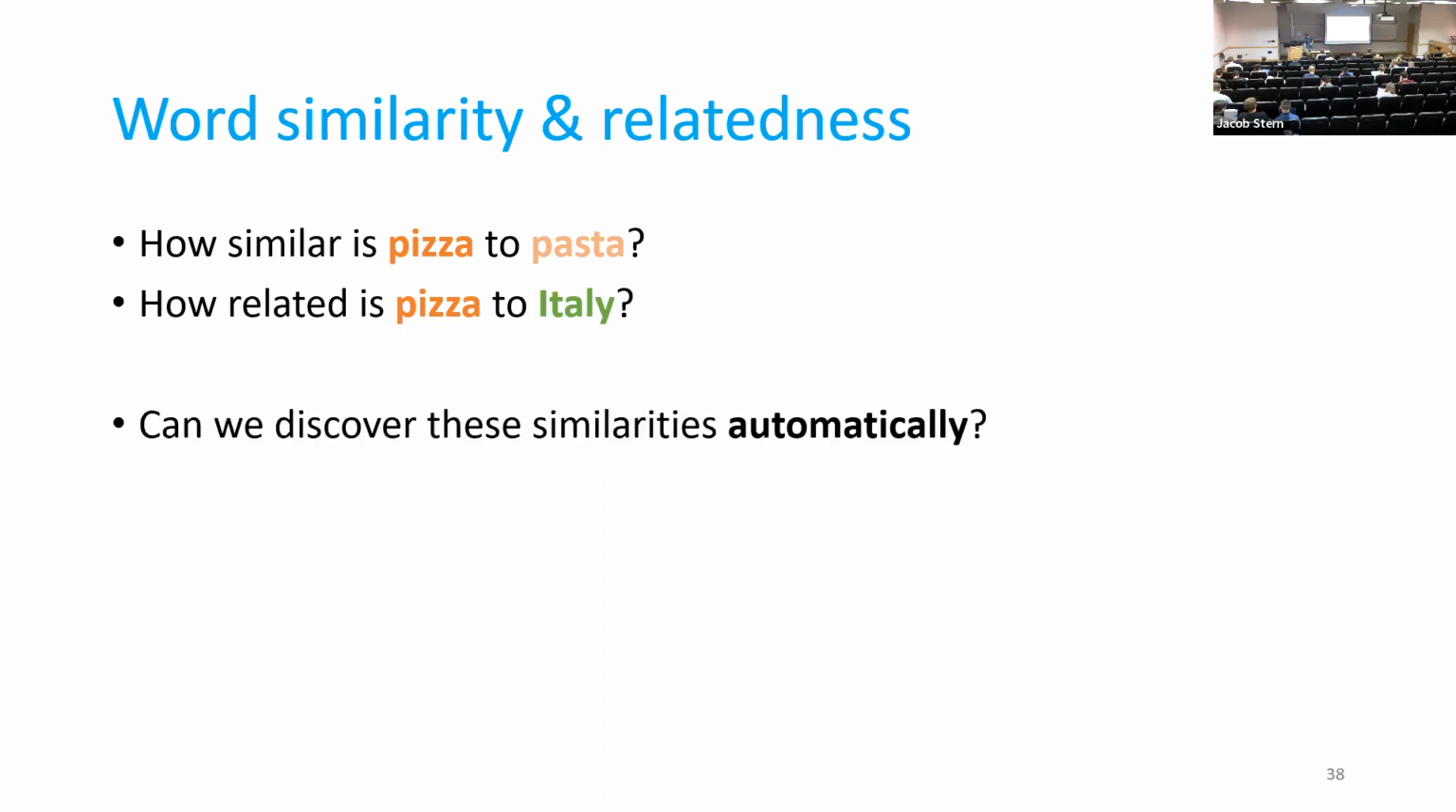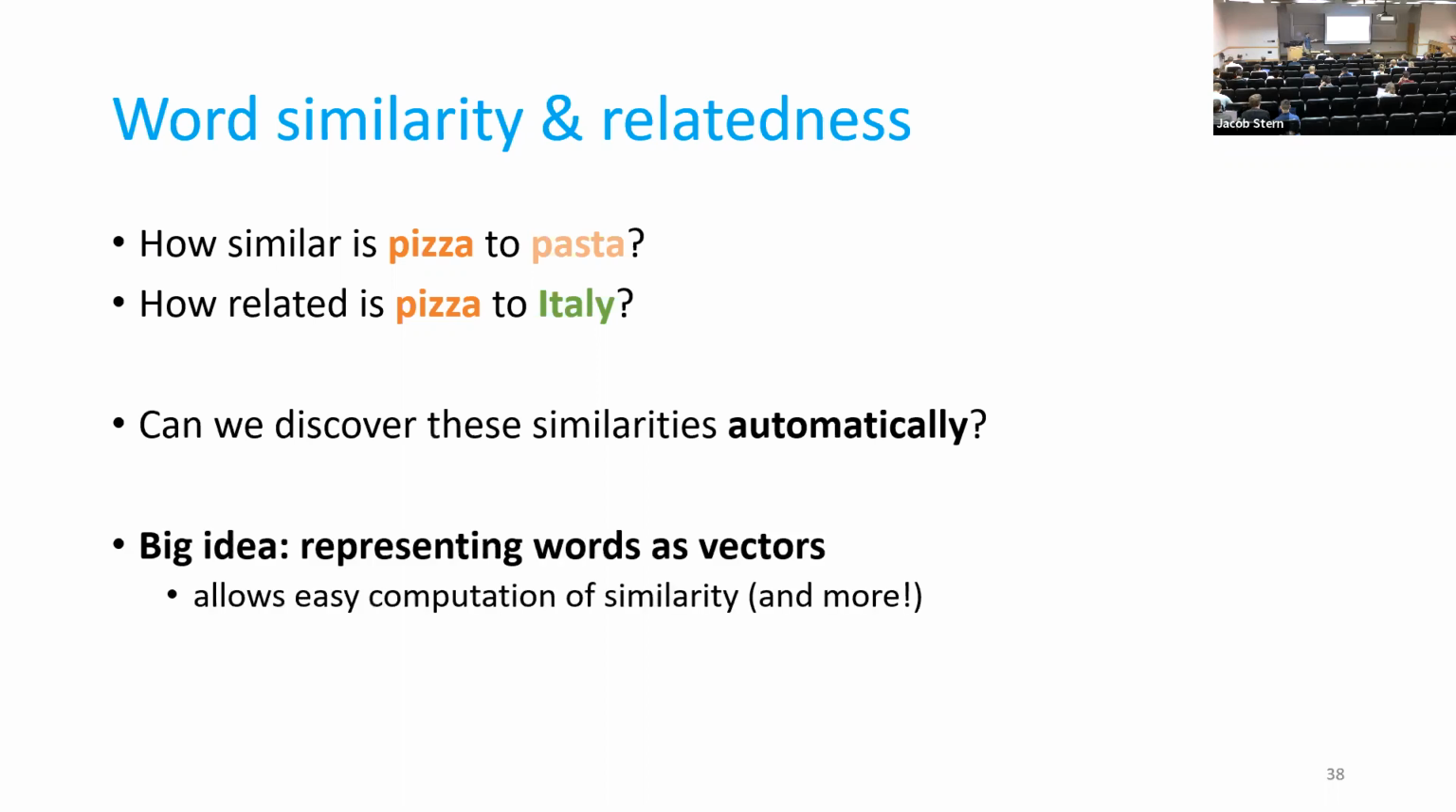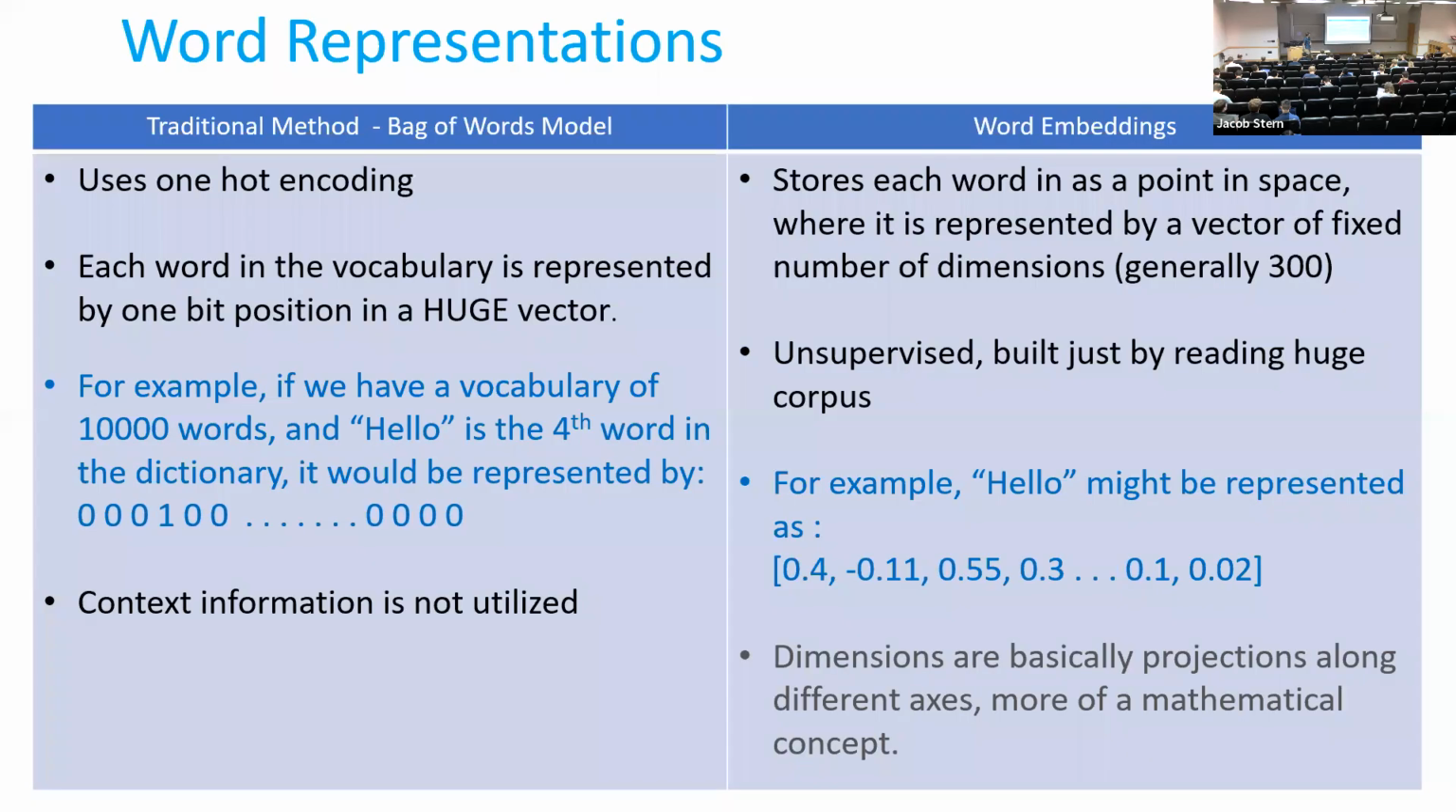Okay. So this is one question that we can ask of word embeddings. How similar is pizza to pasta? How related is pizza to Italy? And so the question is, can we discover these similarities by using the right word representation? So this is the one-hot encoding idea, where we have a vector that has length of our entire vocabulary. It doesn't include any context information. We could also have a bag of words context, like Forrest described, where you include contextual information.